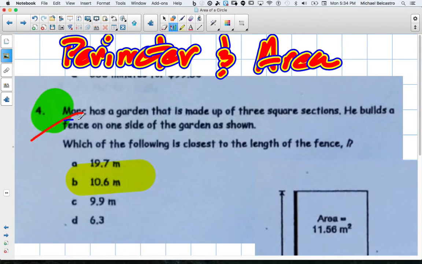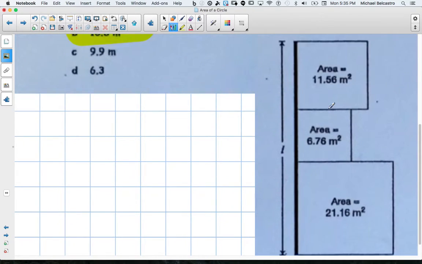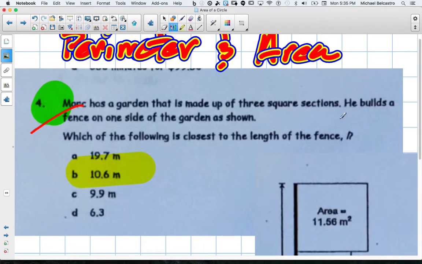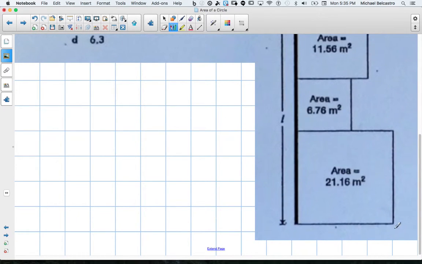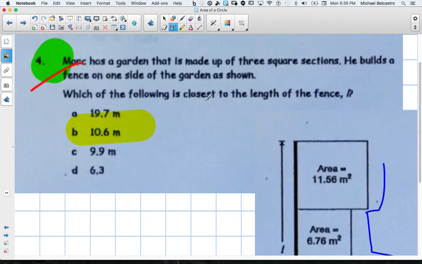Okay, so even though I crossed out his name, I think it's Mark, has a garden that is made up of 3 square sections, and they've given us a diagram in this question. These are our 3 square sections. It's a very odd piece of land to own. Anyways, he builds a fence on one side of the garden, and we go on the assumption that they're talking about this side of the garden as opposed to this, because that would be very awkward to build a fence around. Which of the following is closest to the length of the fence?